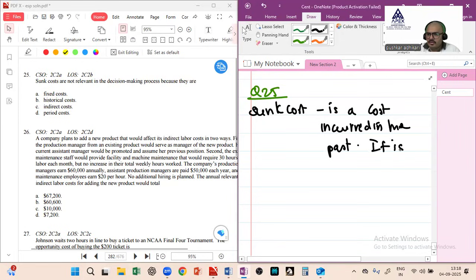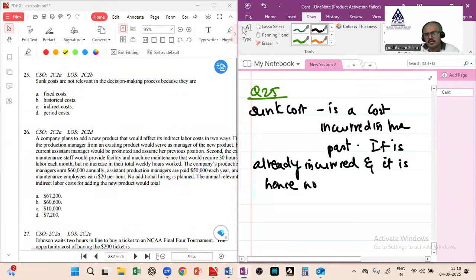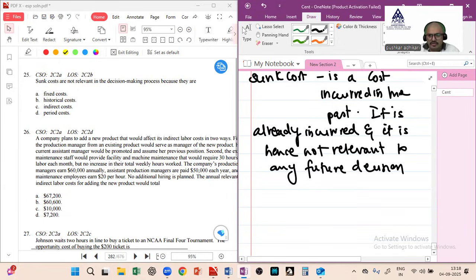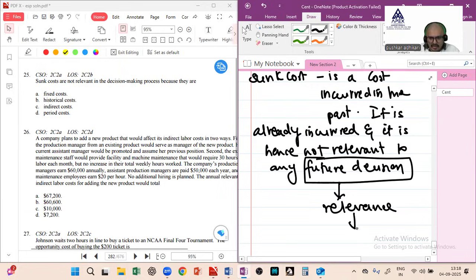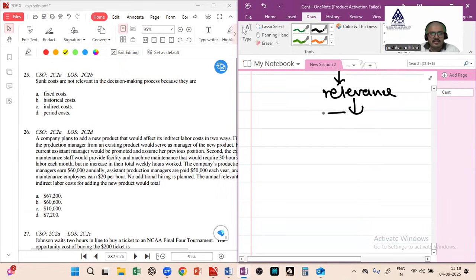It is already incurred and it is hence not relevant to any future decision. What is relevant to future decision? Please try to understand. When will you have any relevance? Relevance will arise in the following cases.